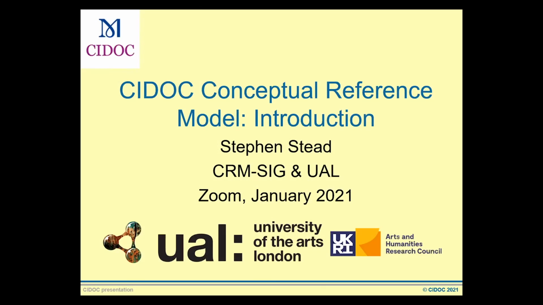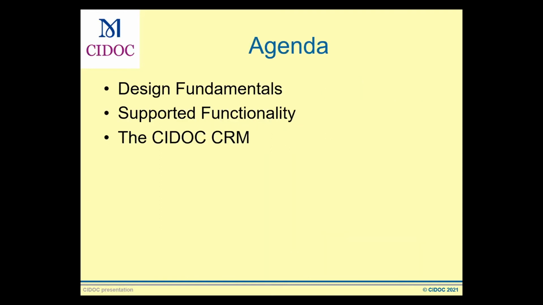Okay, so welcome to a whistle-stop tour of the CIDOC conceptual reference model. Just to give you some ideas about the types of things that you might want to record and what it looks like. First of all, I'm going to lead you through the design fundamentals of the CRM, and then very quickly list the core functionality that's supported. Then we're going to have a look at some of the classes and properties that make up the CRM, and the extension that's called CRM Sci, because that has a lot of things which are very relevant in the world of conservation. So that's the plan.